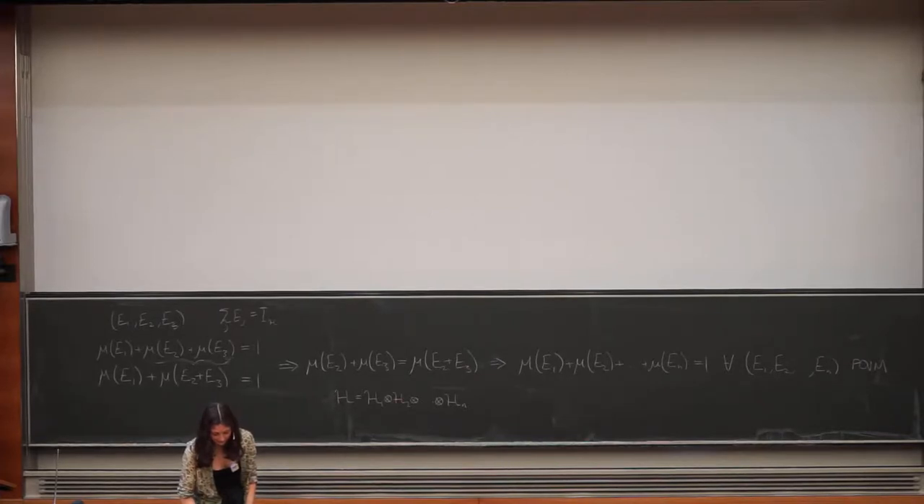So I think now I'll just skip to the final thing that I wanted to talk about, which is that Gleason's theorem implies the Kochen-Specker theorem, which is a version of contextuality which David introduced to you, but he didn't talk about it very much. So I'll just briefly go through this.